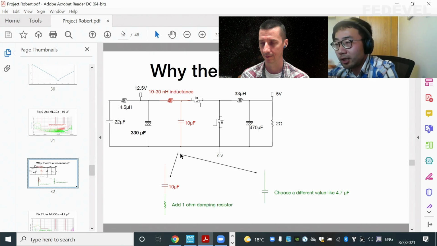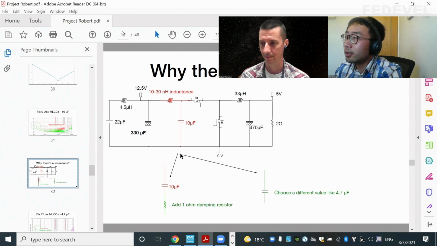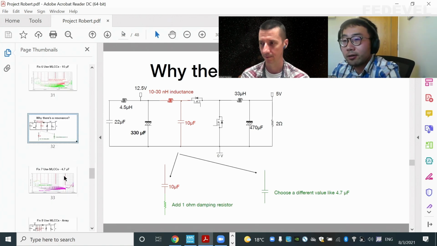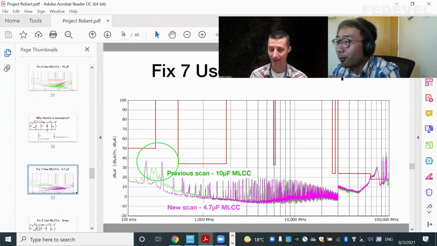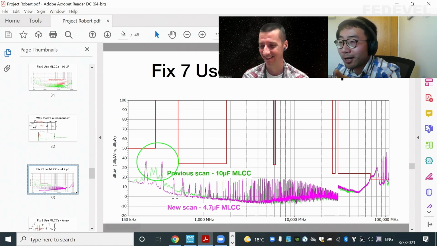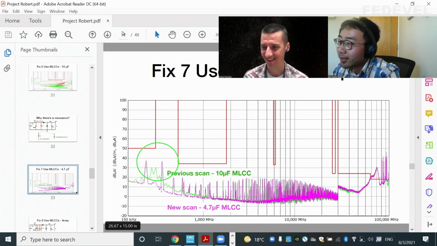And the way of dealing with this resonance is you either add a small damping resistor or you choose a different value. In this case, if I choose a different value, 4.7 microfarad, you will see that that resonance basically is reduced. Wow. But I didn't lose any performance from the high frequency range. I still have the same performance, and I reduced the resonance. This is really cool.